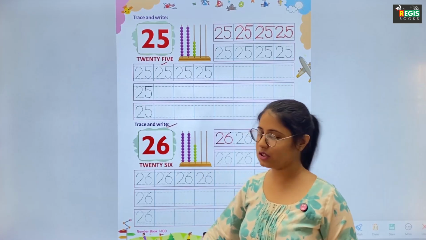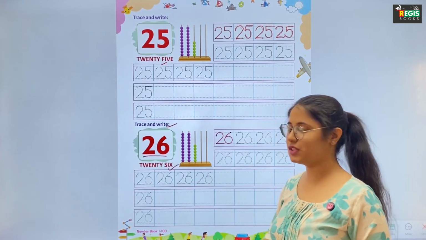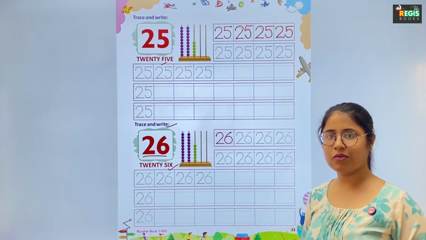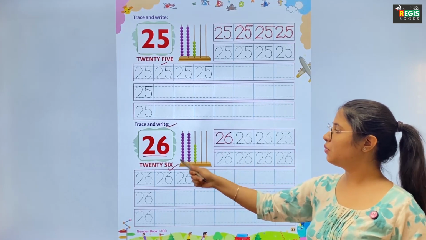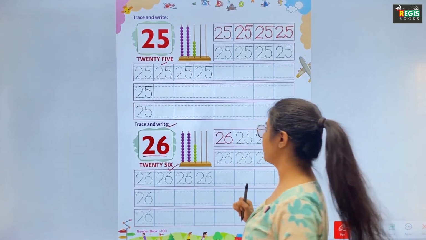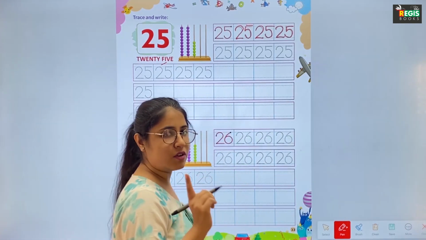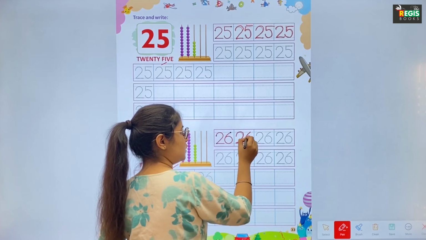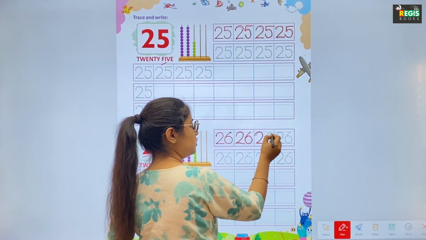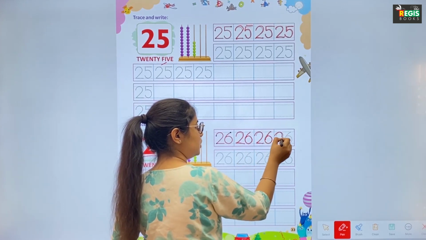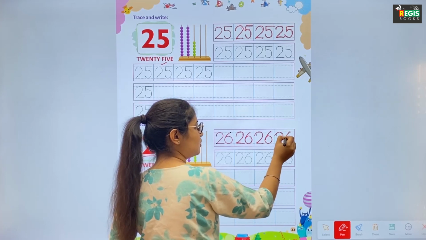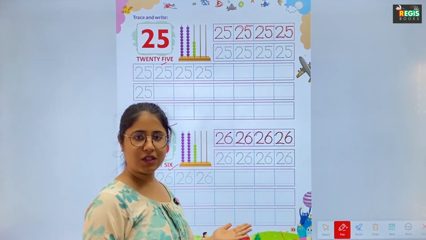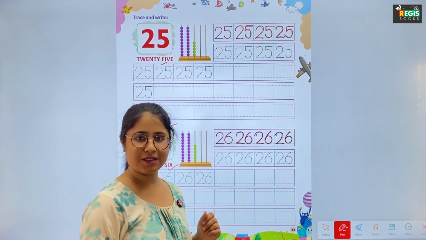Trace and write 2, 6, 26. These are 26 dots. We write the number 26 by writing 2 and 6 together. So first raise the number 2, then 6, 2, 6, 26. And similarly आप rest of the boxes में number 26 लिखकर उसकी practice करोगे.